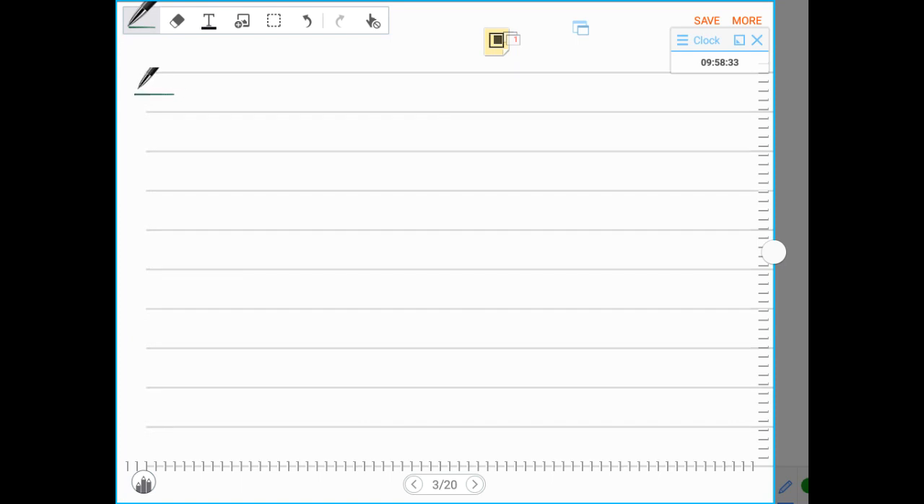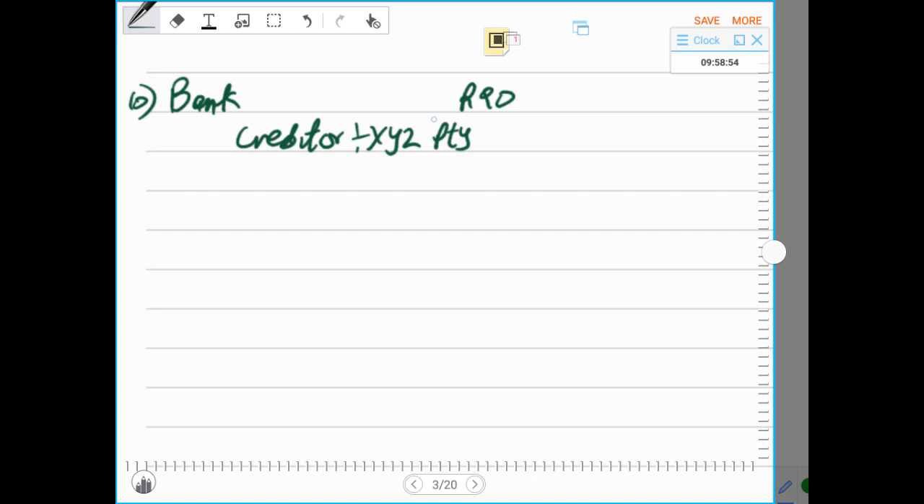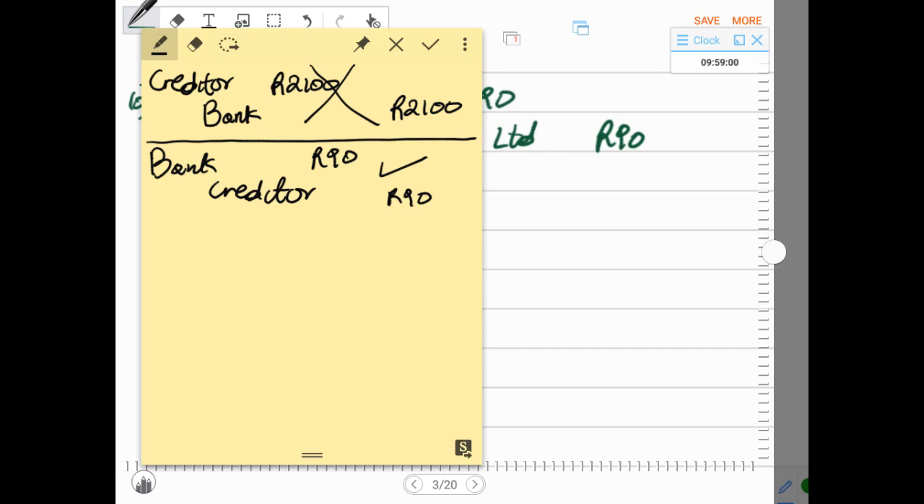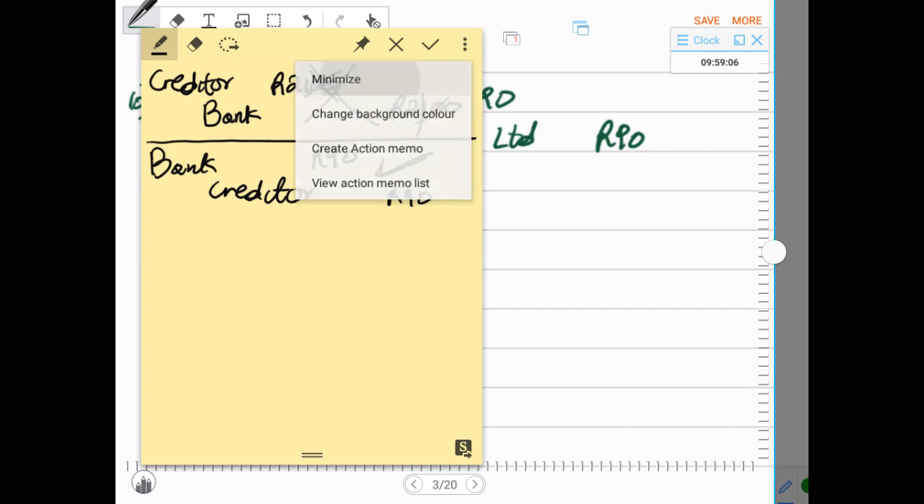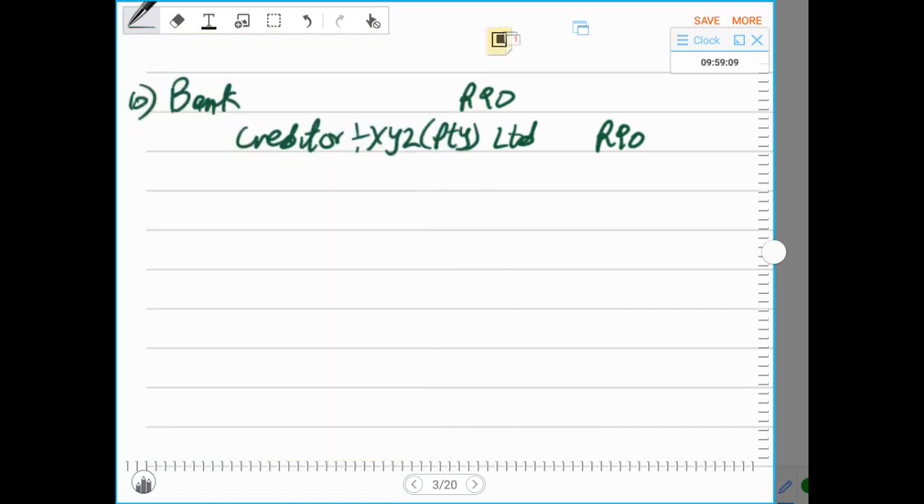our number 10, we debit our bank, and we debit our bank account by an amount of 90 rand. Then after, we credit our creditor, and our creditor is XYZ Pty Ltd by an amount of 90 rand. And we know where this is coming from, exactly from here. This is the wrong figure they did. So now we had to do the reverse of what they did, or cancel what they did, or adjust what they did.